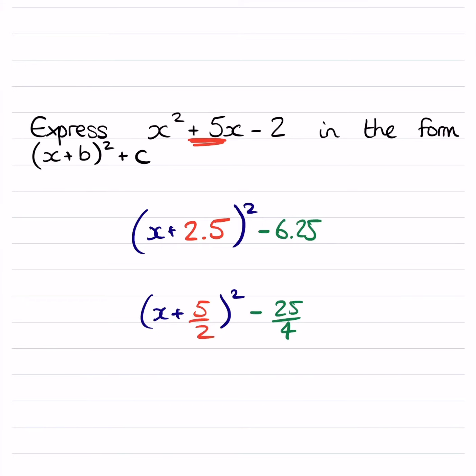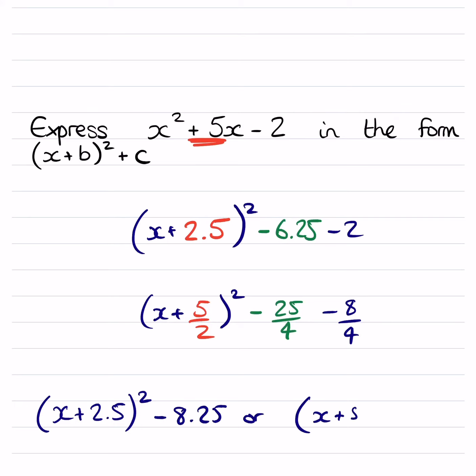You've then got this minus 2 in the end, which is written there. This minus 2 I'm going to write as 8 quarters here, just to make the last step easier. And that gives us two possible answers. We have in decimal form, (x + 2.5) all squared minus 8.25, or if you prefer to write it in fraction form, we have (x + 5/2) all squared minus 33 quarters. Done.